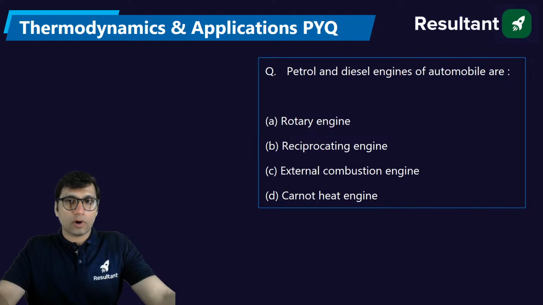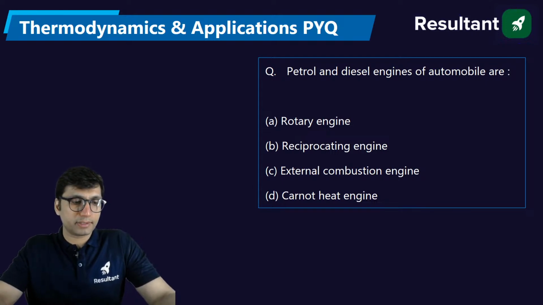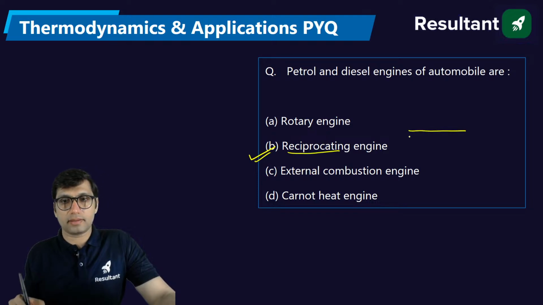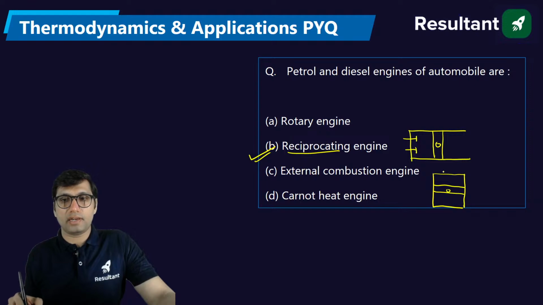Petrol and diesel engines of the automobile, if you see your IC engine, RRB JE syllabus or SSC JE syllabus, you will find some questions from automobile also. Most of the automobile are reciprocating engine. That is, basically they consist of a piston cylinder device where a piston does a reciprocating motion inside the cylinder. Whether it is a horizontal engine or a vertical engine, most petrol diesel engines are basically reciprocating engines where a piston does reciprocating motion inside a cylinder.